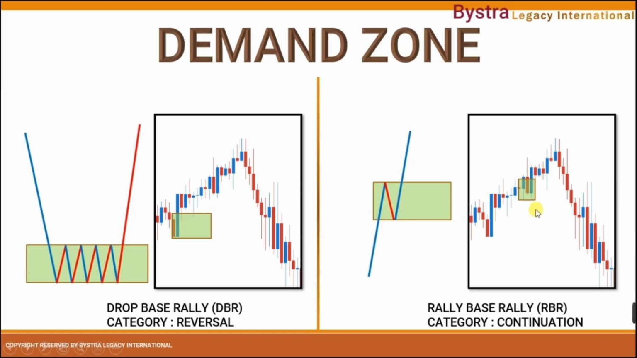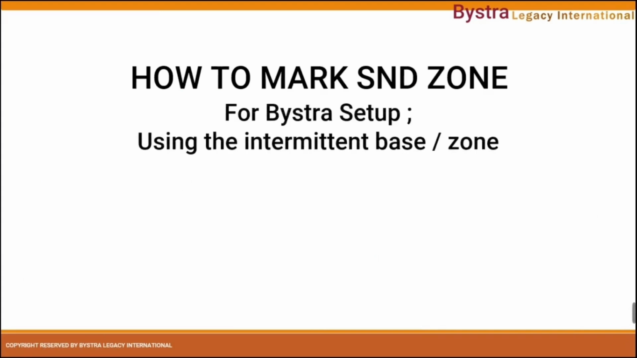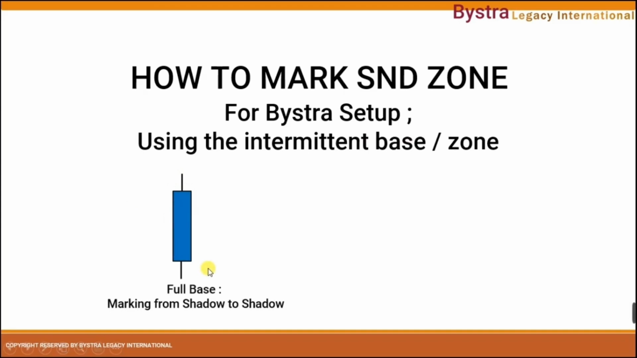zone. So how do we mark the S&D? For the Bystra setup, we only use the intermittent base or zone. So what is an intermittent base or zone? I will show you in a while. First, this is a candlestick chart. For example, this is the base. Okay, guys. So for a full base, normally we mark from the shadow to the shadow. So this counts as a full base. For an intermittent base, we only mark from the body to the body like this.